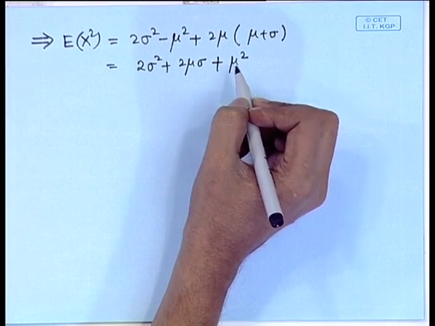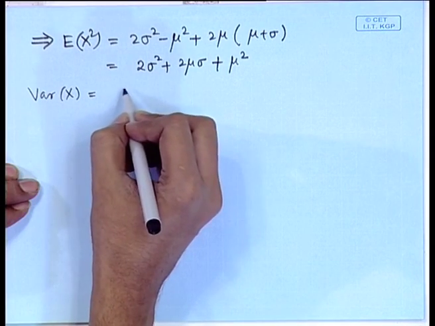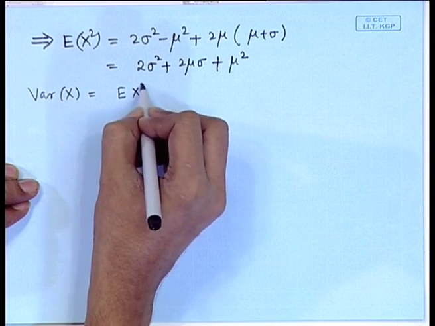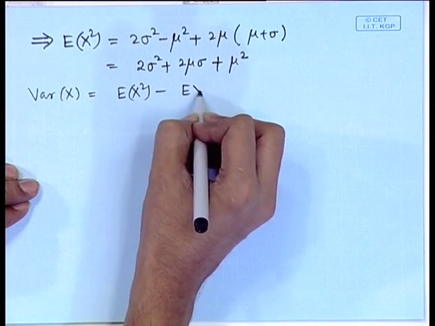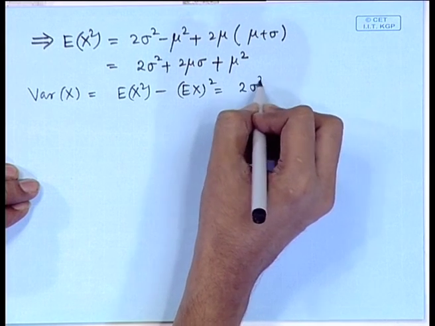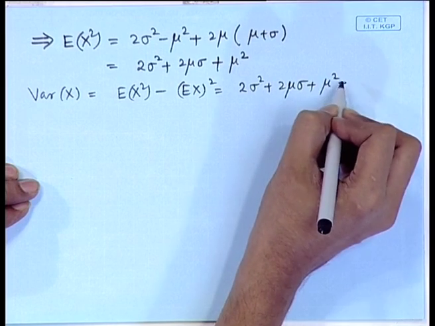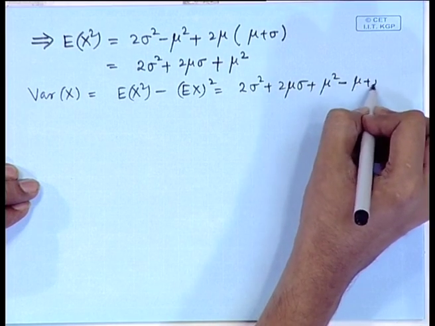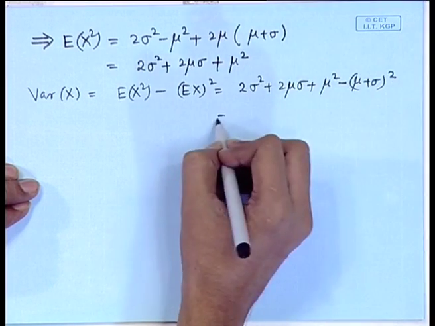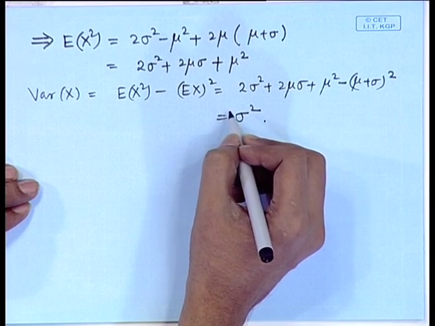So, if we calculate the variance of x, that is equal to expectation x square minus (expectation x) whole square, that is equal to 2 sigma square plus 2 mu sigma plus mu square minus (mu plus sigma) whole square, which is simply sigma square. So, variance has not changed by shifting.